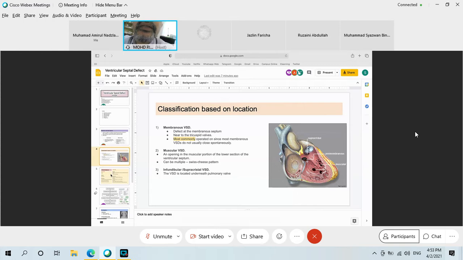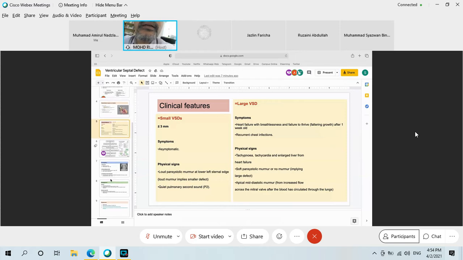Okay, the type is based on the location. In terms of hemodynamics, the pathophysiology is almost similar. The importance is probably to the surgeons or to the cardiologists when we plan to close the defect. Okay, next.